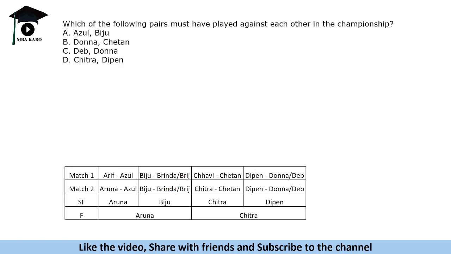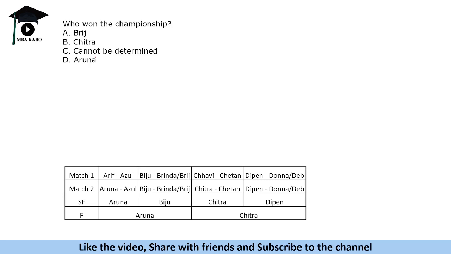Which of the following pairs must have played against each other in the championship? Okay, so let us see who played against each other. Azul and Biju, no, because we know that Aruna is moving ahead. Donna and Chetan, no, again that is incorrect. Deb and Donna, okay, Deb and Donna did not play against each other, that we know. So Chitra and Deepan are the ones that played against each other in the semi-final. Easy question. Who won the championship? So we can say that Aruna won the championship.